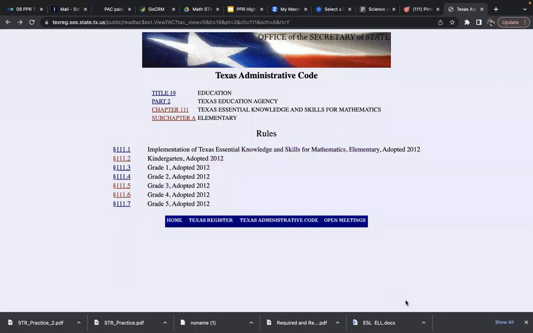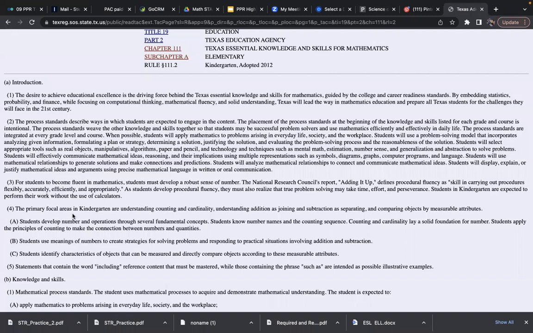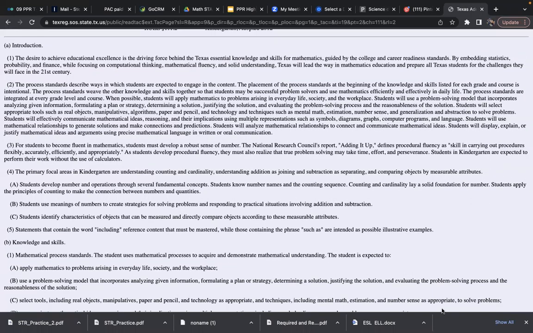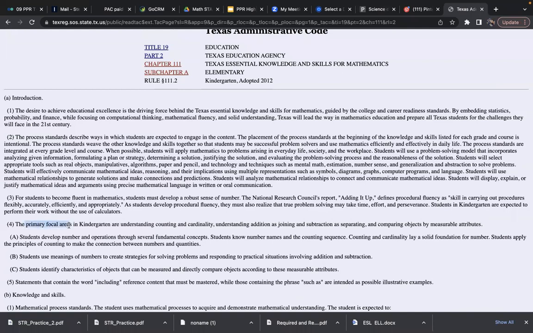And as I was saying before, each one of the grade levels has a particular focal point. So look at kindergarten. The primary focus in kindergarten is understanding counting and cardinality, understanding addition as joining and subtracting as separating, comparing objects by measurable attributes. That's the primary focus. All of the knowledge and skills are in service of that goal, so that they can be masterful in this, and they're going to develop knowledge, concepts, and skills below in order to achieve this focus.